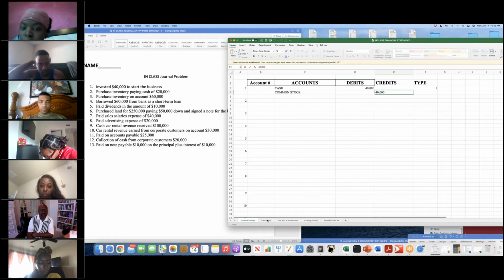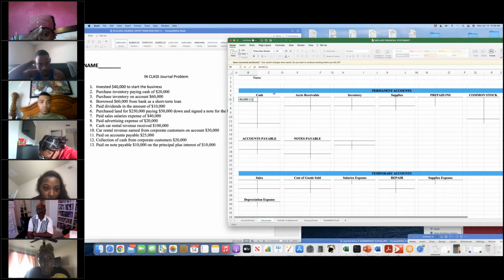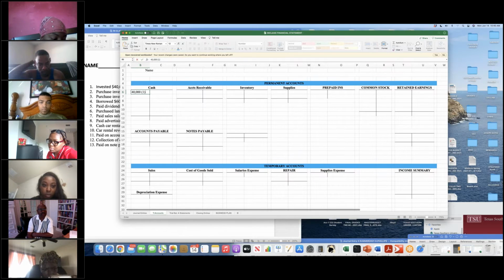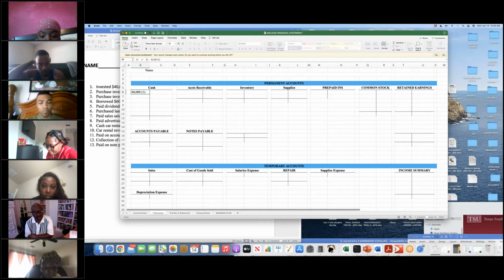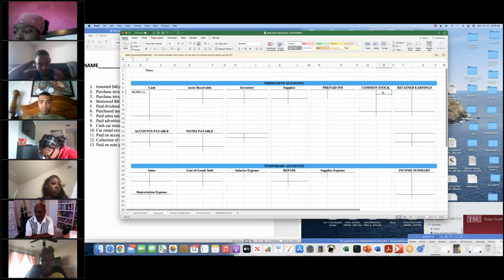Then we go to our T accounts. Okay, so we can put the 40,000 in like this, parentheses. Is this how you did it? It wouldn't give me the option to do the auto sum. Say what now? It wouldn't give me the opportunity or the option to do the auto sum. I had to calculate it manually. Oh, we don't want that.